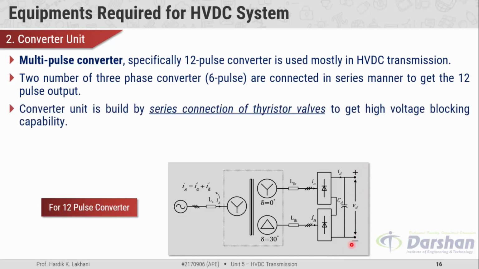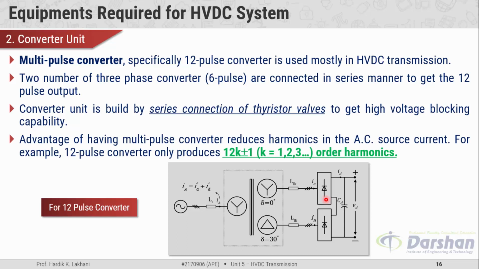Converter unit is built by series connection of the thyristor valves to get high voltage blocking capability. We know that to increase the voltage or the current rating of any semiconductor device, we go with the concept like series and parallel connection of power electronics component. Advantage of having multipulse converter is that it reduces harmonics in the AC source current. For example, 12 pulse converter only produces 12K plus or minus 1 order harmonics, which I have explained earlier in the unit number 4 multipulse converter.